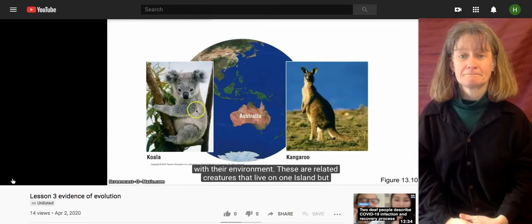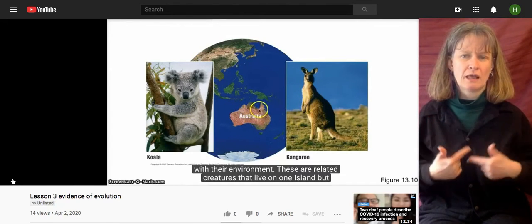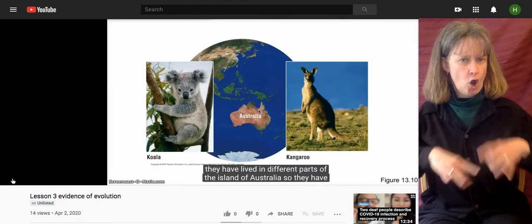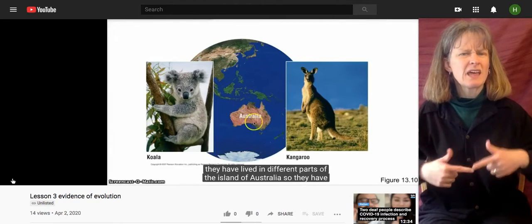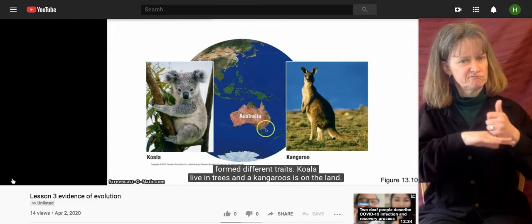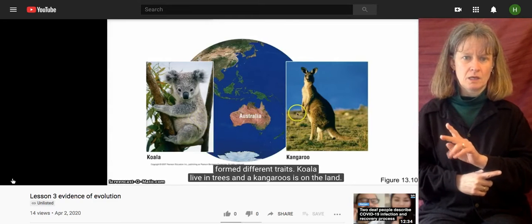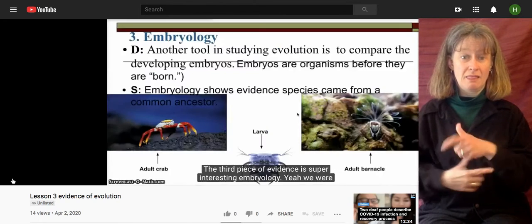These are related creatures that live on one island, but they live in different parts of the island of Australia, so they have formed different traits. Koala in the trees, kangaroos on the land.